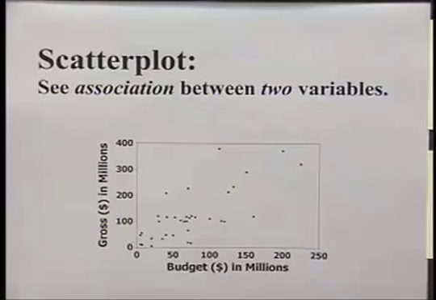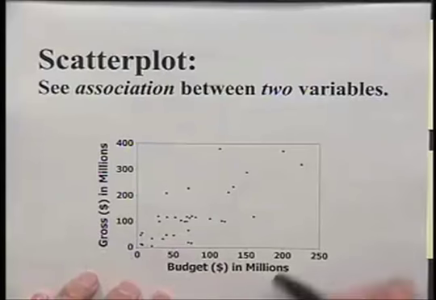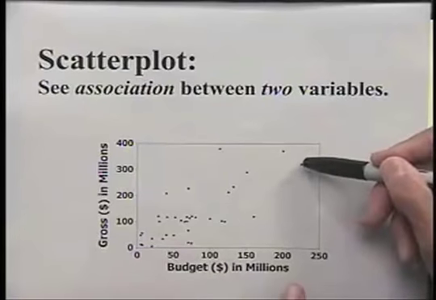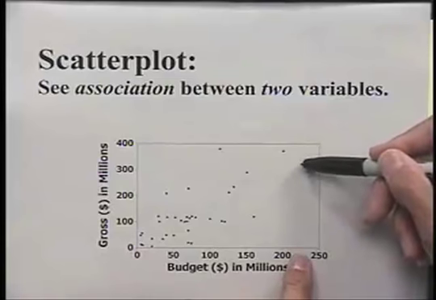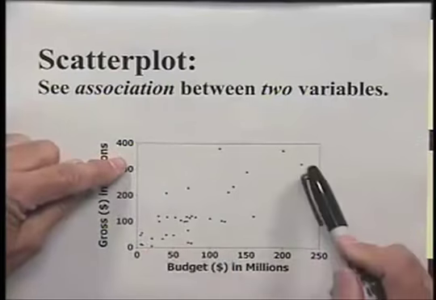Now we're going to look at a scatter plot. A scatter plot is an excellent device for illustrating an association between two variables. Okay, we have paired data. In this example, I have movies. I've got a number of different movies, and I've got their budgets paired with their grosses in millions. For example, this movie out here, it had a budget of something like roughly $225 million, and it took in a little bit over $300 million.